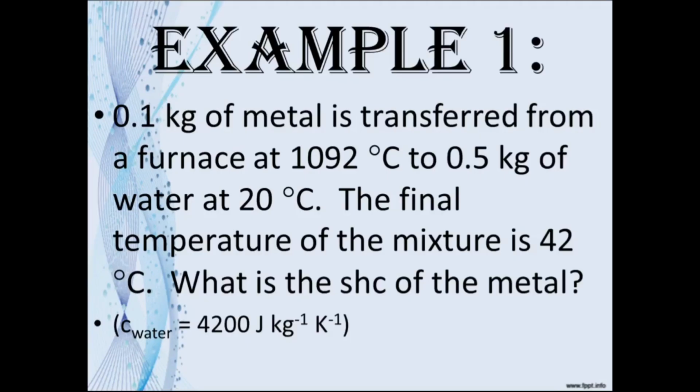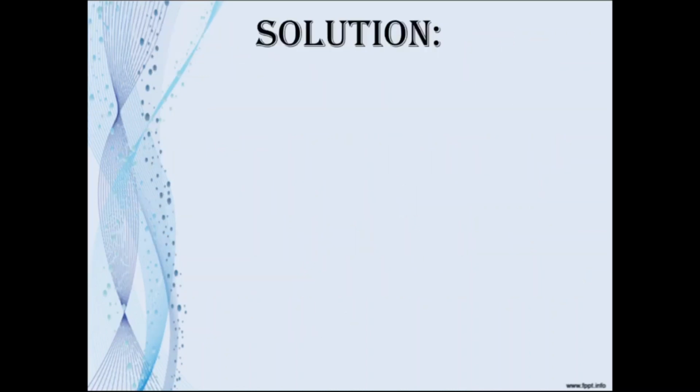So our first example: 0.1 kilograms of metal is transferred from a furnace at 1092 degrees Celsius to 0.5 kilograms of water at 20 degrees Celsius. The final temperature of the mixture is 42 degrees Celsius. What is the specific heat capacity of the metal? Use that the specific heat capacity of water is 4,200 joules per kilogram Kelvin.